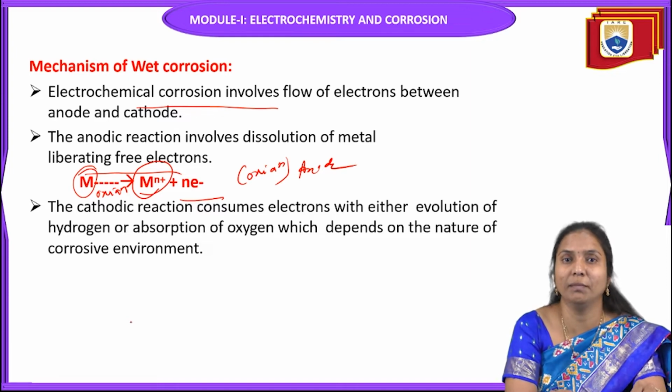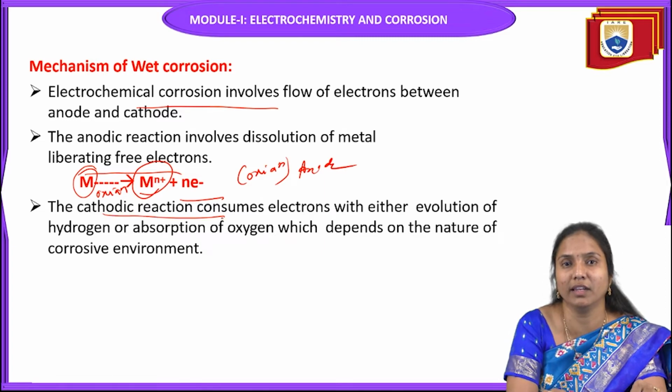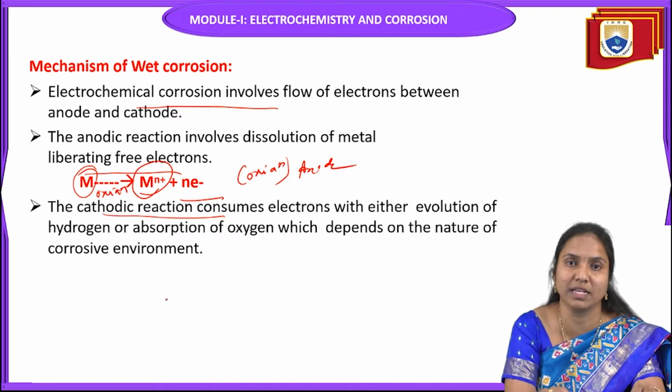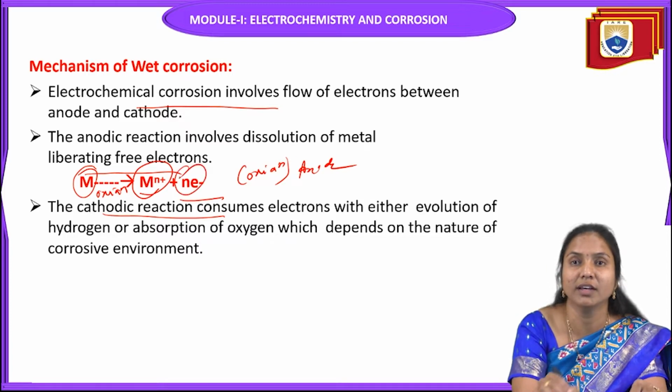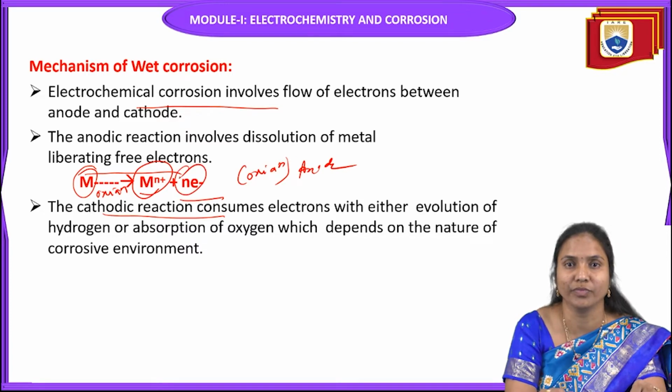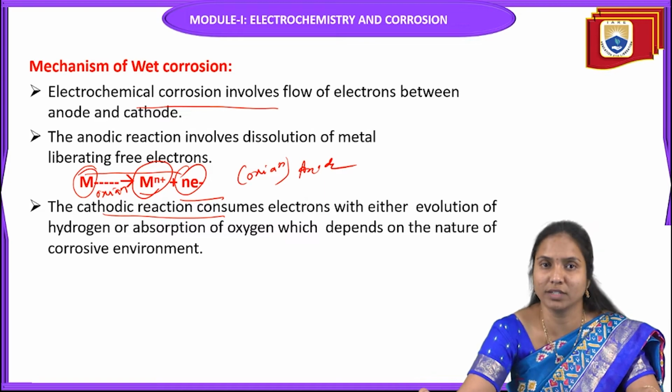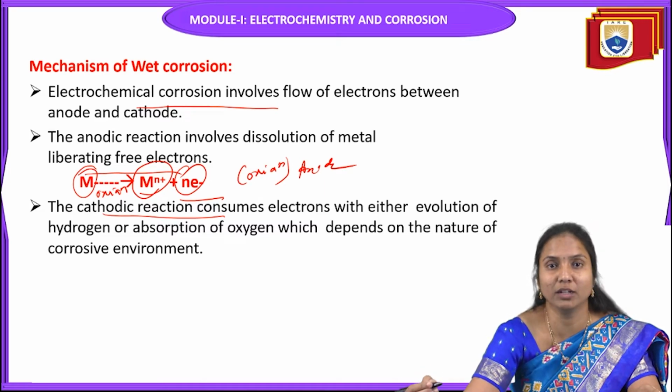At the anodic area, metal undergoes oxidation, giving metal ions and loss of 2 electrons. At the cathodic area, reduction reactions take place, which means these electrons are consumed by the cathode. So at the anodic area, oxidation takes place: the metal undergoes oxidation and loses electrons.